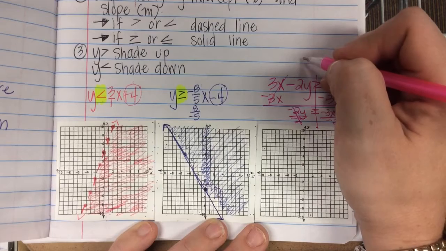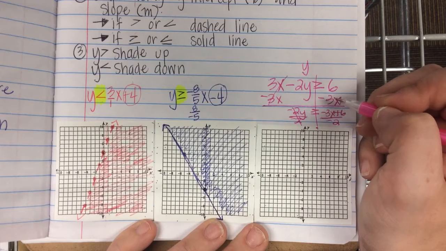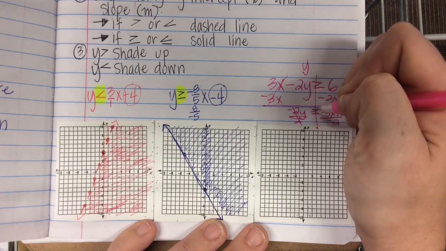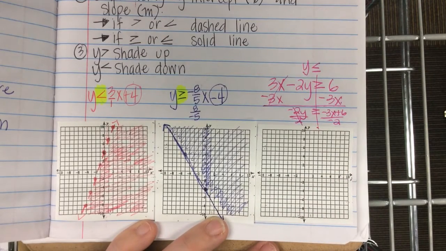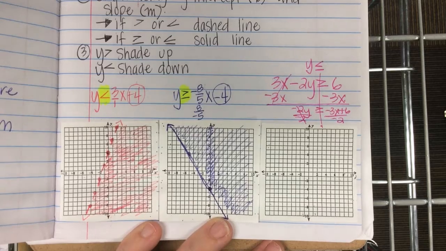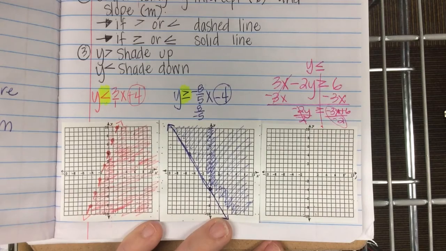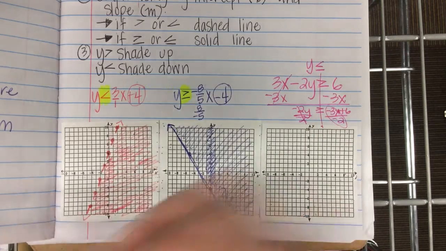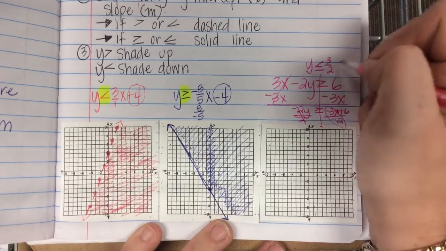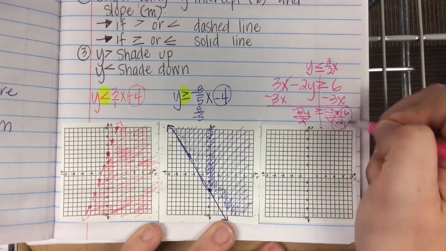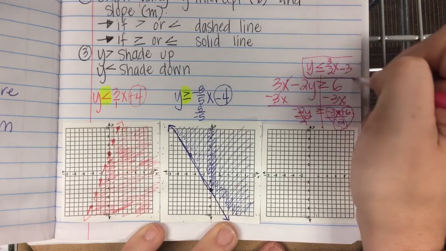I'm going to write my answer up above. Y, what do? You have to flip it. Instead of opening to the left, it's going to open to the right because I divided by negative 2. I divided by a negative number. You have to flip if you divide by a negative number. Negative 3 divided by negative 2 is positive, correct? 3 over 2 x. What's 6 divided by negative 2? Now can you graph it? Yep.